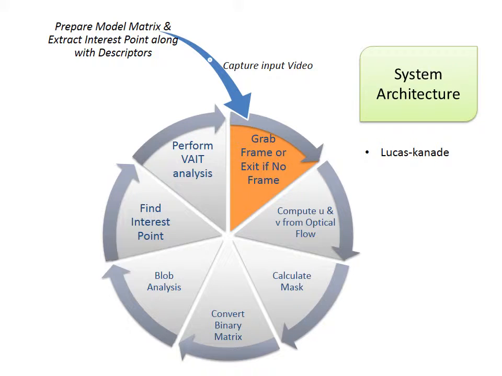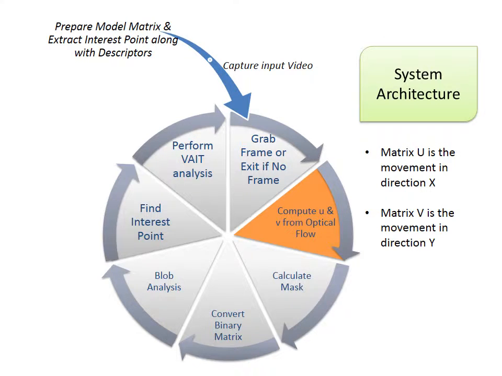We used Lucas-Kanade for the optical flow operation. There are other algorithms for calculating optical flow from two consecutive images with small changes of the object. By the optical flow operation, we get two matrices, U and V. U is the movement in the X direction and V is the movement in the Y direction.